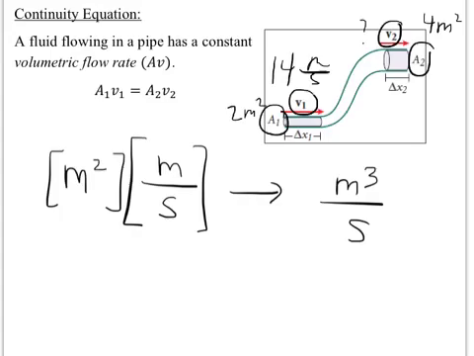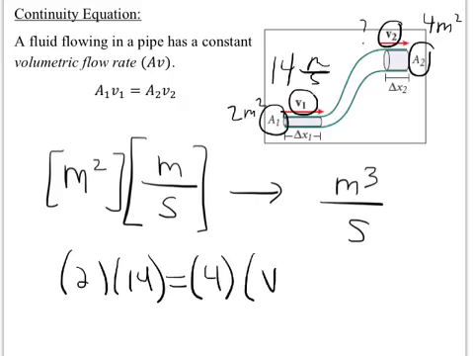So we have, again, it's going to be 2 times 14 equals 4 times whatever the velocity is. And as Helen said, it's definitely 7, right? 2 times 14 is 28. 4 times 7 is 28. So what happened here?